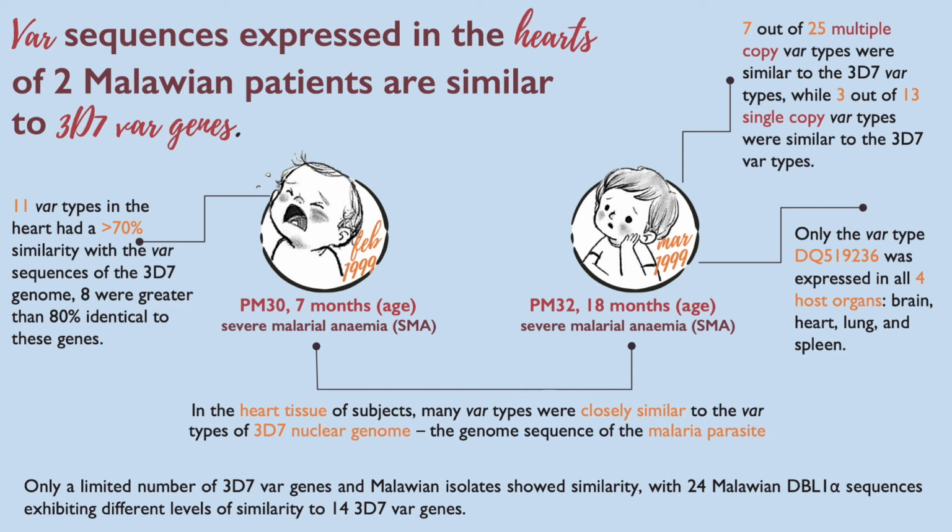In the heart of PM32, 7 of 25 multiple copy phenotypes displayed high similarity to 3D7 VAR types. There was only one exception, and this was expressed in the heart of PM32. There was only a limited number of 3D7 genes to which the Malawian isolates showed similarity.